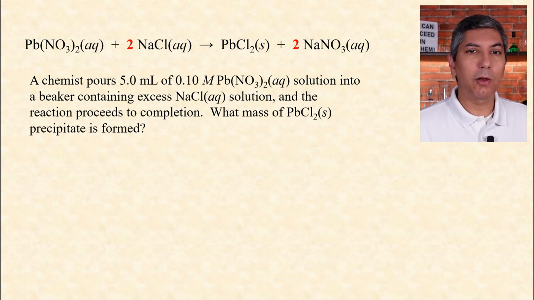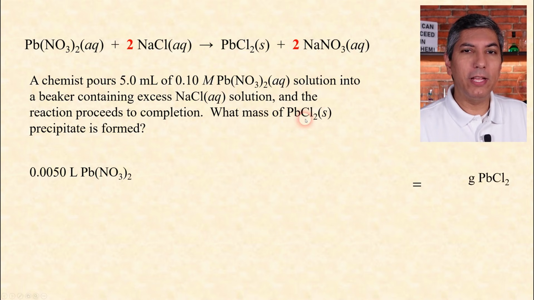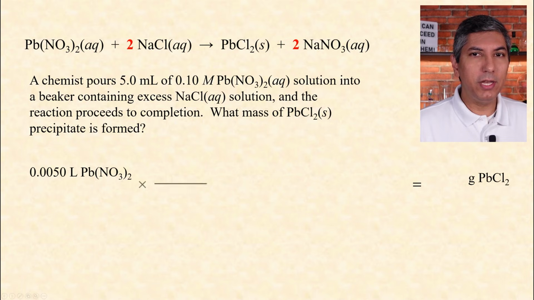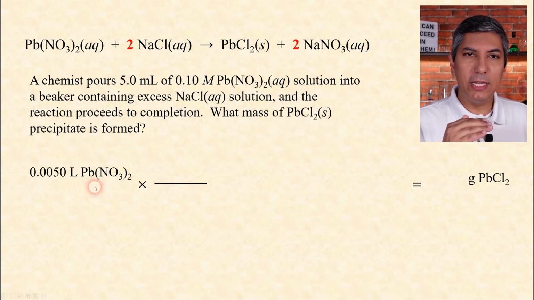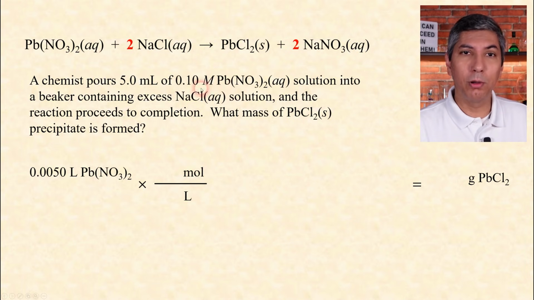Once again, we start by writing down what we begin with, the 5 milliliters of lead-2 nitrate. In liters, that's 0.0050 liters of lead nitrate. And the question is, what mass or how many grams of lead-2 chloride are formed? Step 1 is convert to moles. So liters go on the bottom and moles go on the top. The problem tells us that the concentration of this solution is 0.10 molar. That means 0.10 moles for every 1 liter. Liters cancel top and bottom.